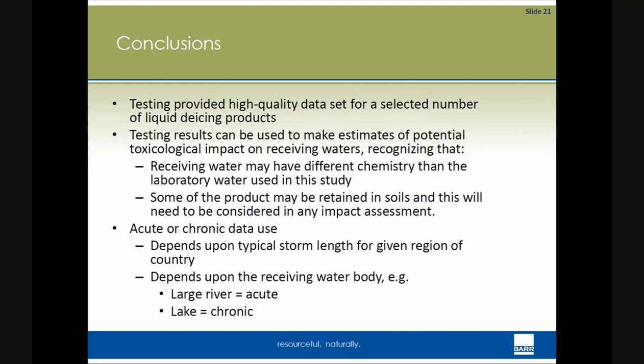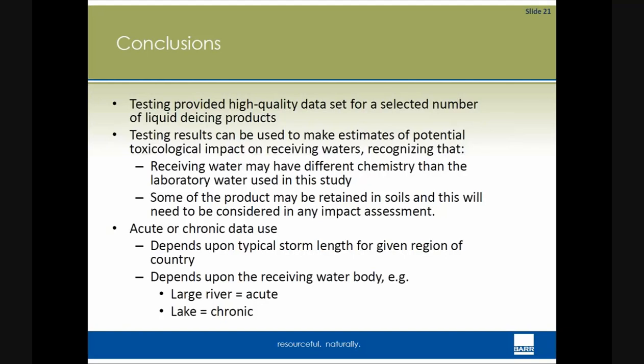I think other things to think about are the use of the acute and chronic data, where the acute data apply and where the chronic data may apply, and it may depend upon the characteristics of a particular region of the country's storm length or hydrograph. The use of acute data may be more applicable to short storm events, whereas chronic data may be more useful to longer type storm events.